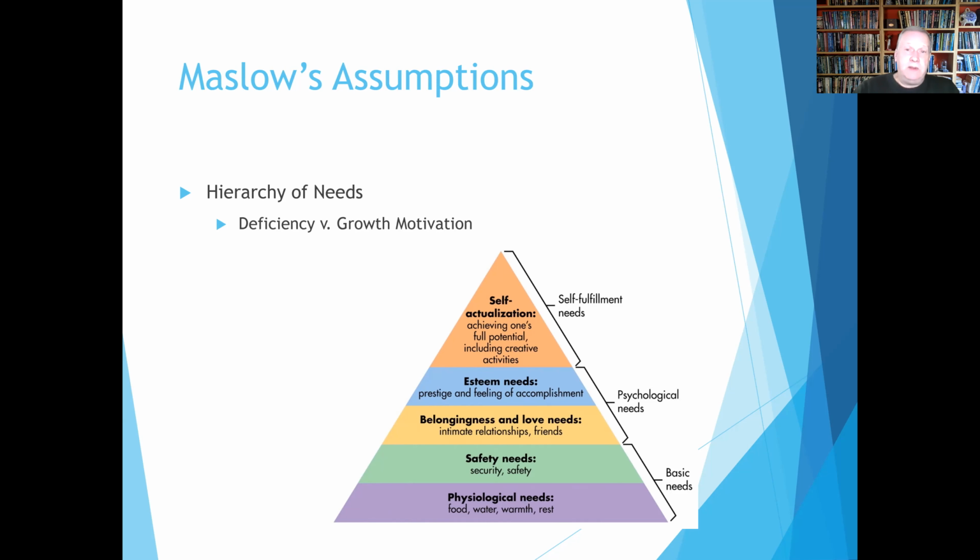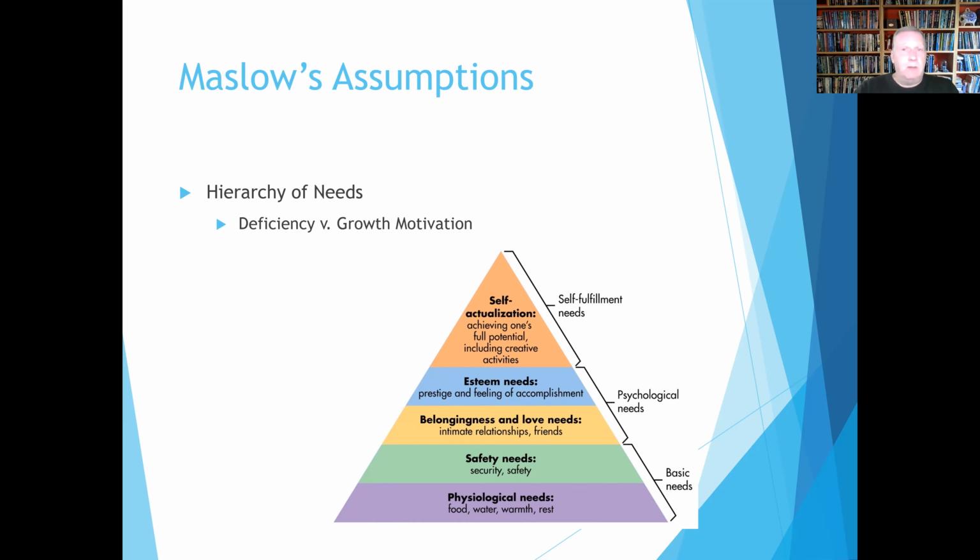At the bottom, physiological and safety needs are what he considers to be the basic needs. The 2 middle needs are psychological needs, esteem, and the need for belonging. And then the top need is what he calls the self-fulfillment need. Now, the bottom 4 needs, your basic needs and your psychological needs, are also referred to as deficiency motivated needs, in that people are motivated by a deficiency in these need levels.